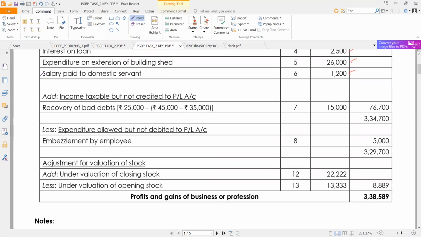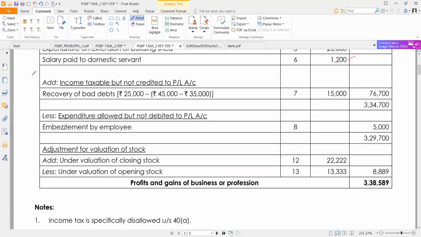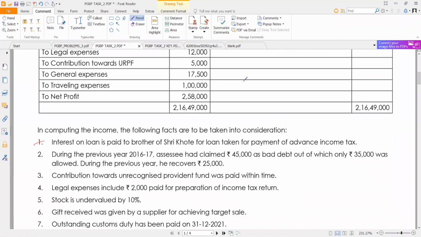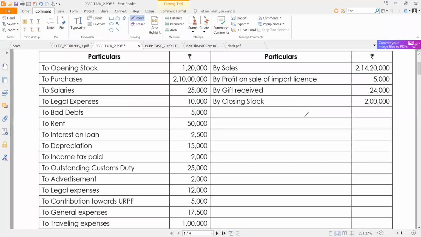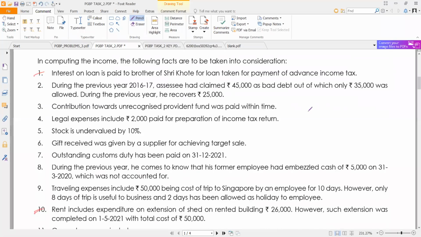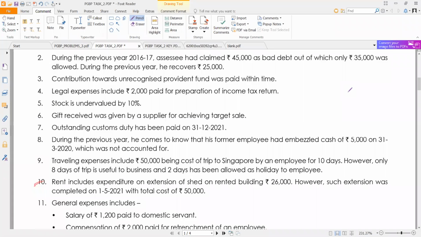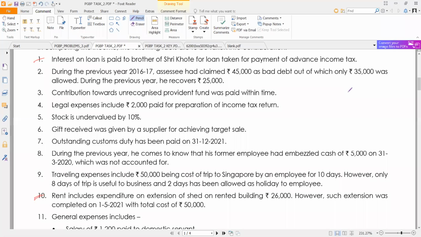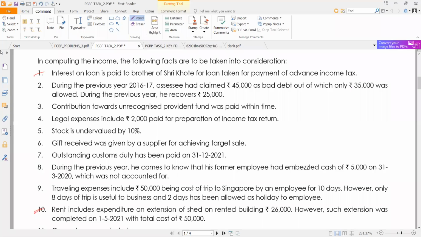That is one thing. Now, some other things: income taxable but not credited to P&L is also added. It is not there on the credit side of the P&L, but it is given in the additional points related to the recovery of bad debts. The second point is there. During the previous year, long time back, whenever it is, doesn't matter, the assessee claimed 45,000 as bad debt, out of which only 35,000 was allowed earlier. And now he recovers 25,000 rupees.